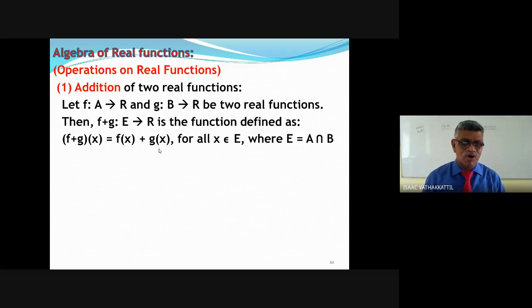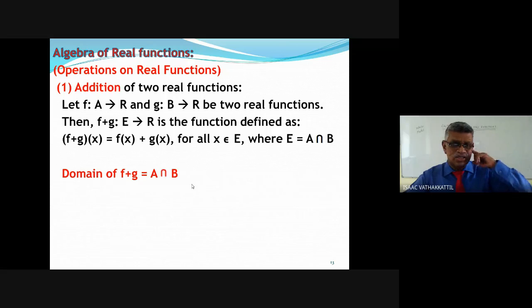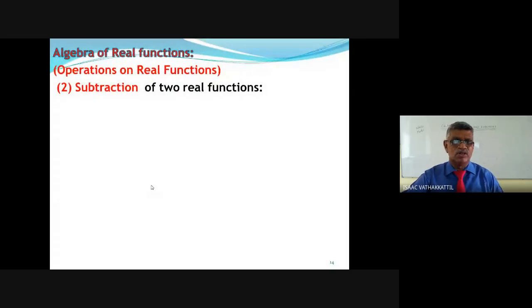That means, if you have two real functions f and g, the domain of f is A and the domain of g is B, the domain of their sum is A intersection B. Be very careful. The domain of the sum of two functions is A intersection B. Domain of f plus g is A intersection B. We'll have examples on the way.